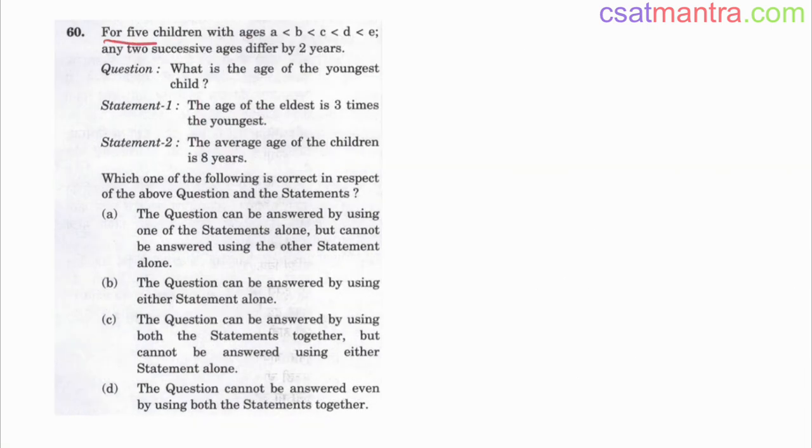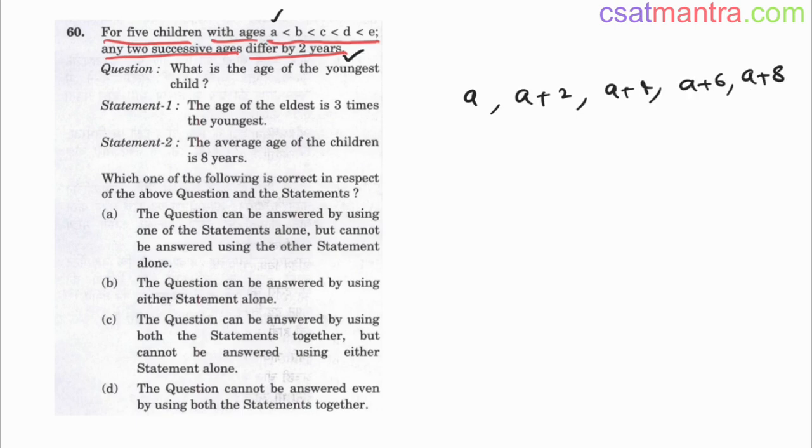Answer D. For 5 children with ages A less than B less than C less than D less than E, any 2 successive ages differ by 2 years. The first child's age you take as A, B would be A plus 2, C would be A plus 4, D would be A plus 6, E would be A plus 8. They differ by 2 years, any 2 successive ages. So this is what that means. What is the age of the youngest child? We have to find out the A value.